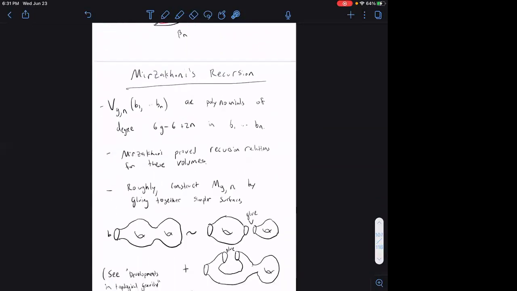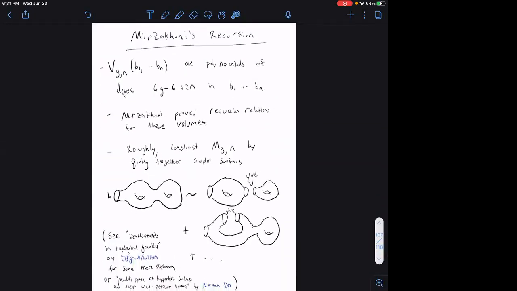But fortunately, Mirzakhani has a wonderful recursion relation for these volumes. And this recursion relation is going to be basically equivalent to this topological recursion. As a side comment, these volumes are polynomials in the lengths of the boundaries. But it's not important.